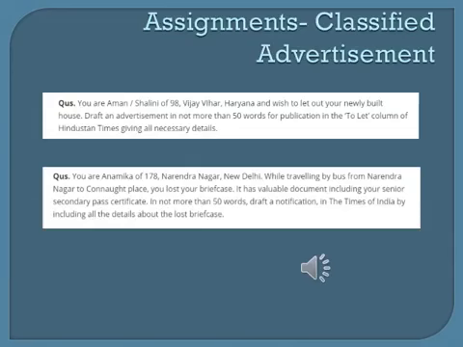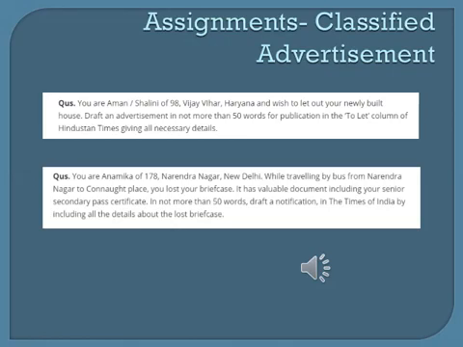Assignments on classified advertisement. So two questions are being asked here. First question: you are Aman or Shalini of 98, Vijay Vihar, Haryana, and wish to let out your newly built house. Draft an advertisement in not more than 50 words for publication in the to let columns of Hindustan Times, giving all necessary details.